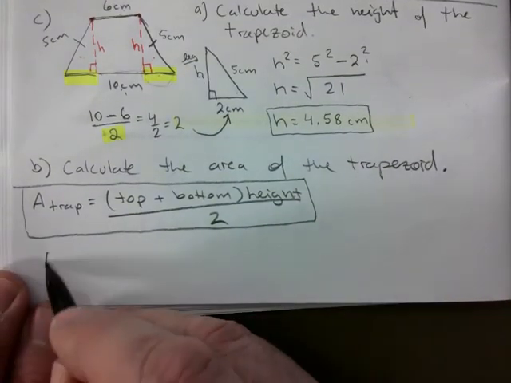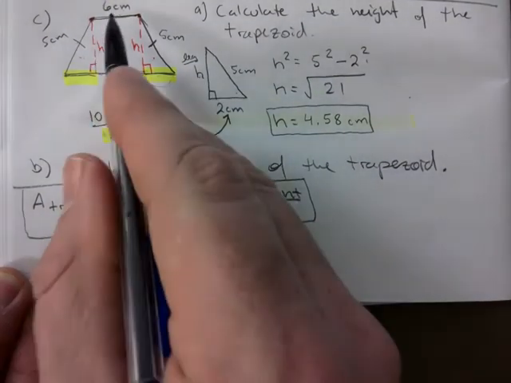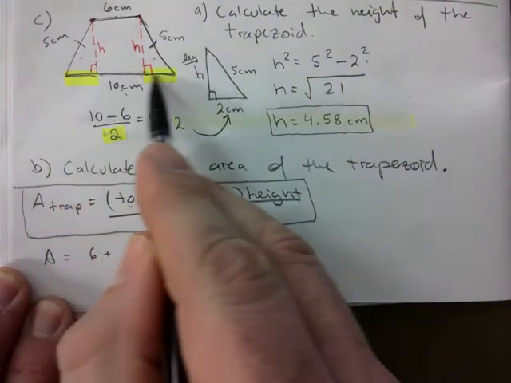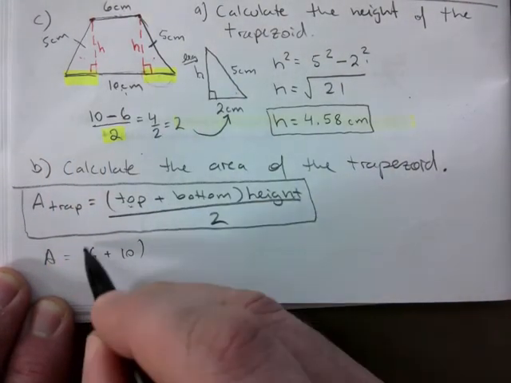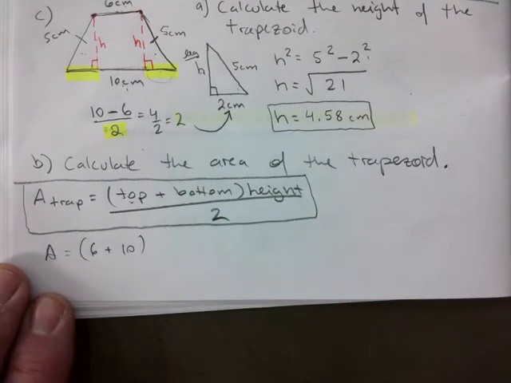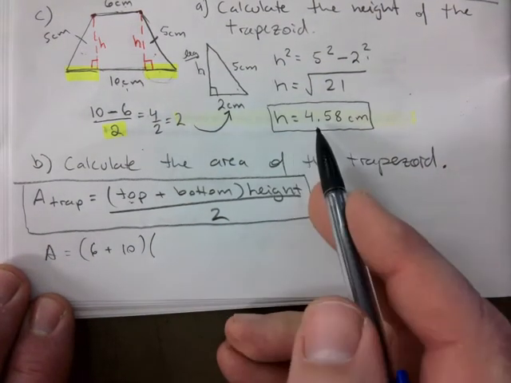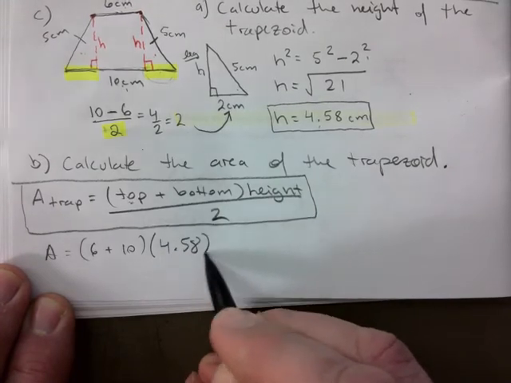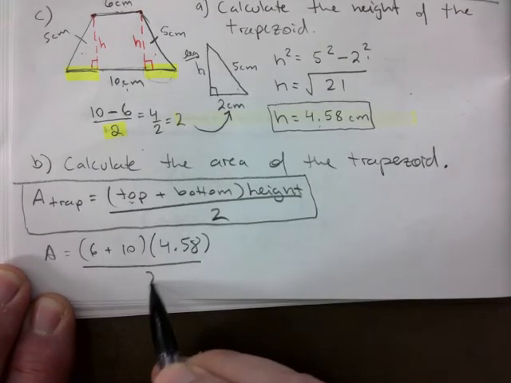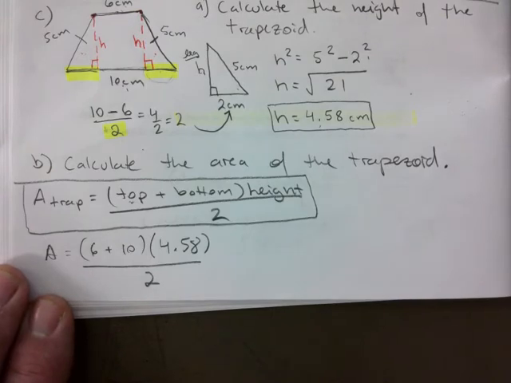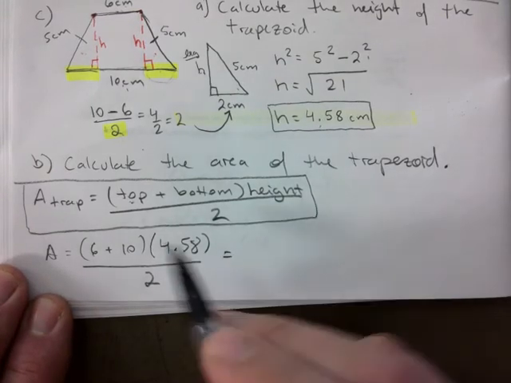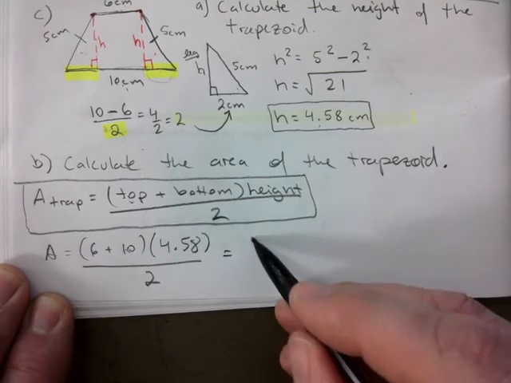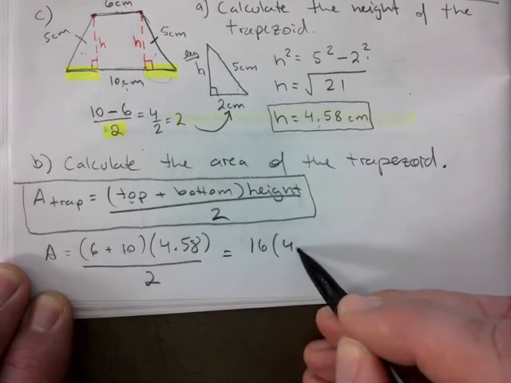Okay, so area would be the top, which is 6 centimeters, plus the bottom, which is 10 centimeters. Make sure you put that in brackets. You multiply it by the height, which I just found, and you divide that whole answer by 2. And watch this. You need to do this in the brackets first, which is 16. I don't even need a calculator for that.